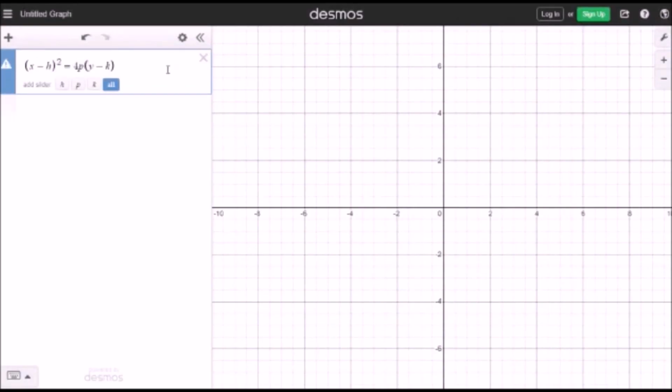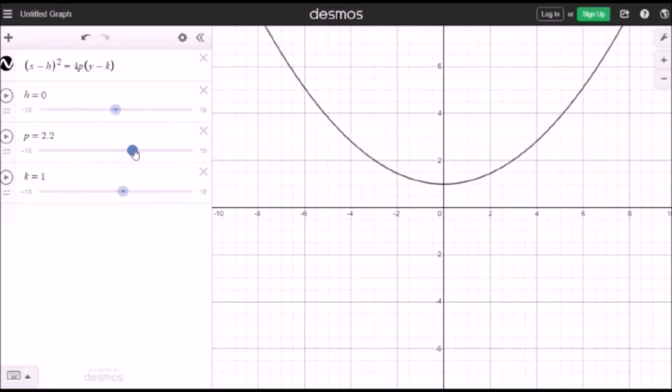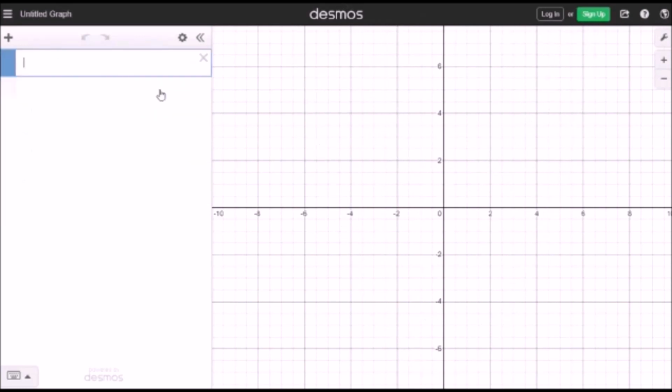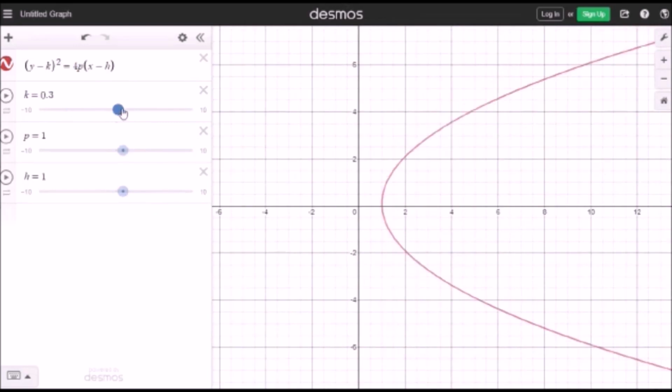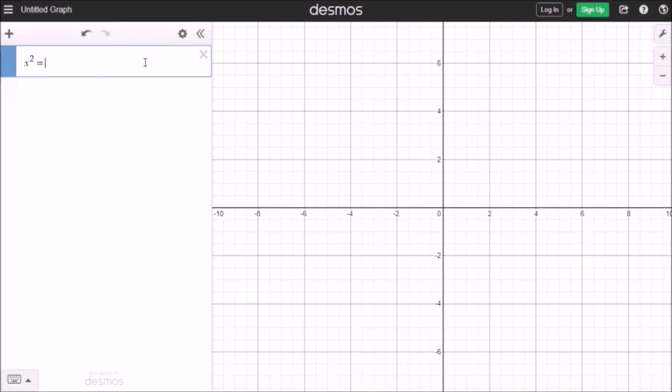For a parabola, (x minus h) whole square is equal to 4p (y minus k), where if p is greater than 0, the parabola opens up, and if p is less than 0, the parabola opens down. And (y minus k) whole square is equal to 4p (x minus h), where if p is greater than 0, the parabola opens right, and if p is less than 0, the parabola opens left.